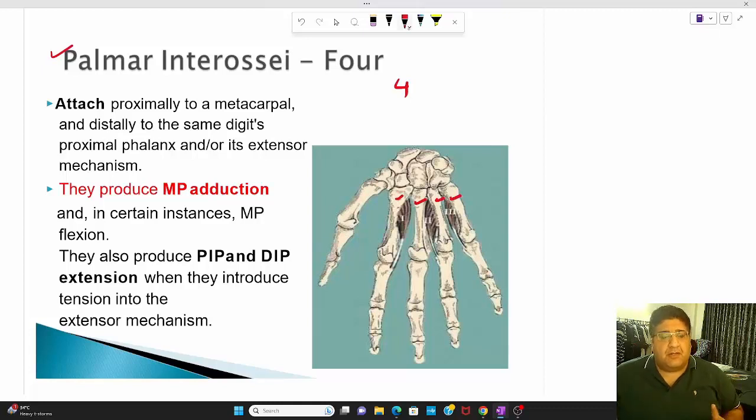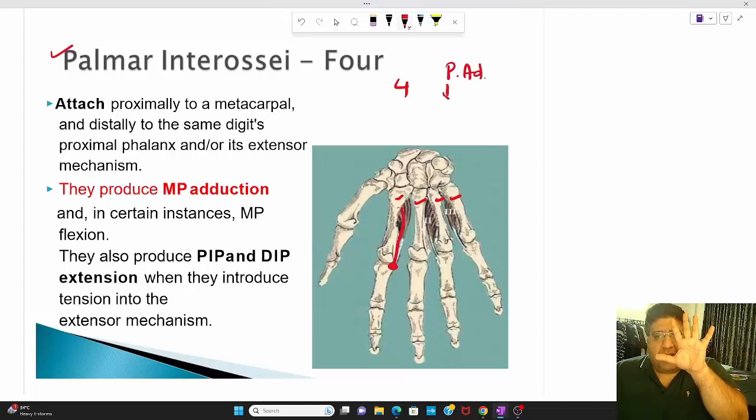Of course, they will get inserted into the extensor mechanism. There is no confusion about it. They will take origin from the metacarpal and they will get inserted onto the extensor mechanism, into the extensor apparatus on the proximal phalanx. There is no confusion about it. What do they do? We all know that: PAD.